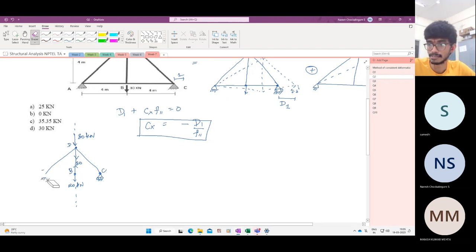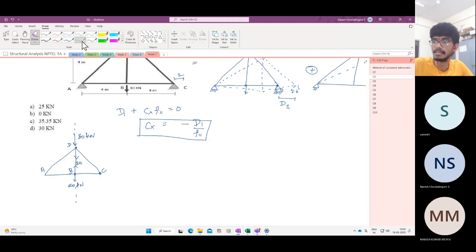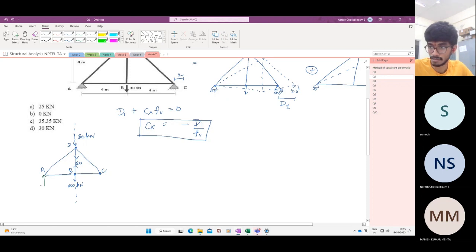So the reactions you get will be, you can replace them with rollers. Will there be any horizontal force? No, because after you replace it with a roller, there's only one support reaction and there's no applied horizontal loading. So it is 0. Now, if you take the equilibrium of the joint A, you have a vertical force of 25, and this is a 45 degrees triangle.